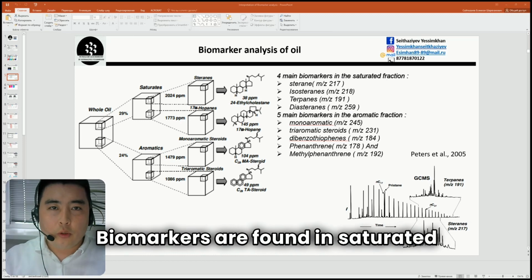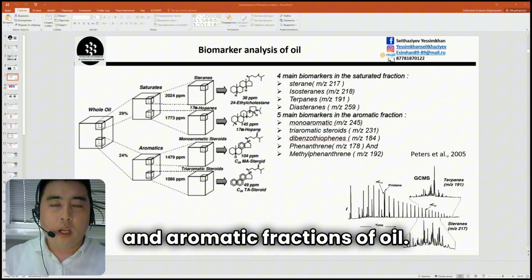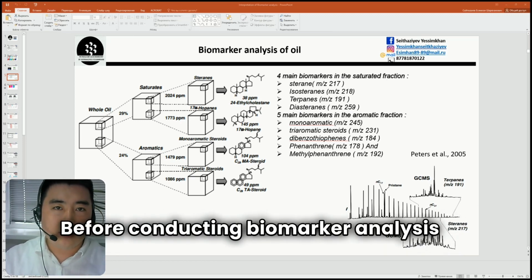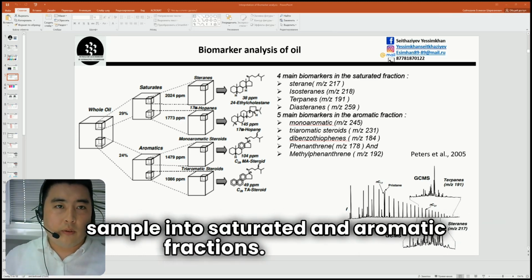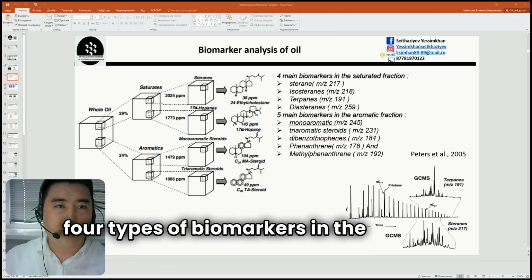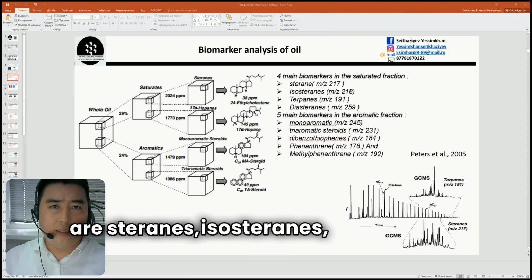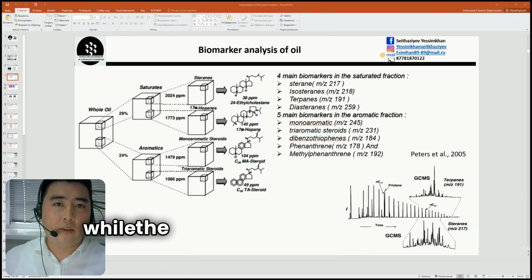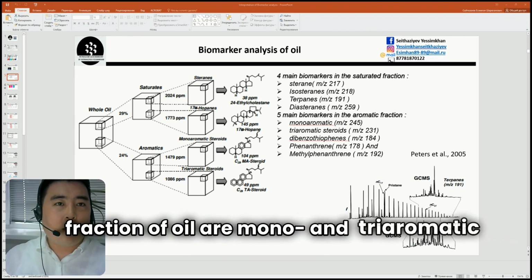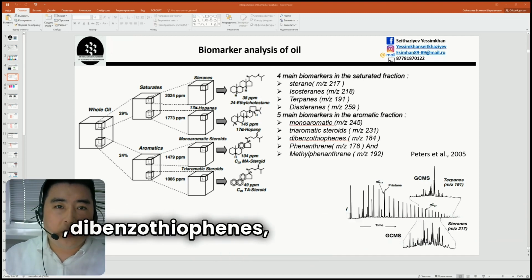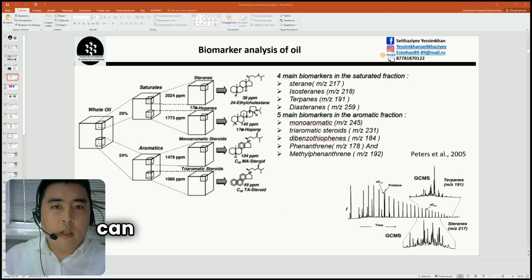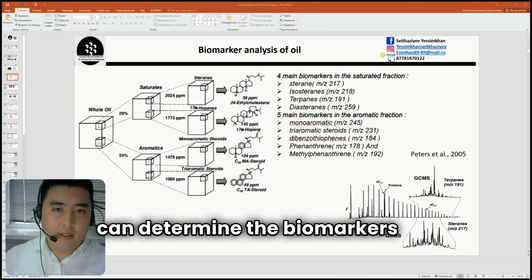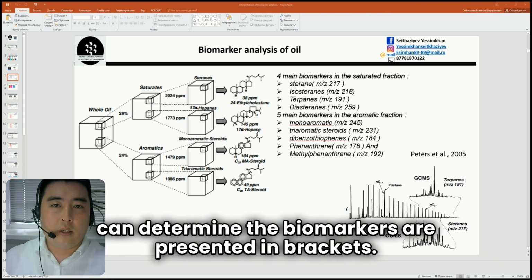Biomarkers are found in saturated and aromatic fractions of oil. Before conducting biomarker analysis, we separate the oil sample into saturated and aromatic fractions. The main 4 types of biomarkers in the saturated fraction are steranes, isosteranes, terpanes, and diasteranes, while the main 5 biomarkers in the aromatic fraction of oil are mono and triaromatic steroids, dibenzothiophenes, phenanthrene, and methylphenanthrene. Ions by which we can determine the biomarkers are presented in brackets.